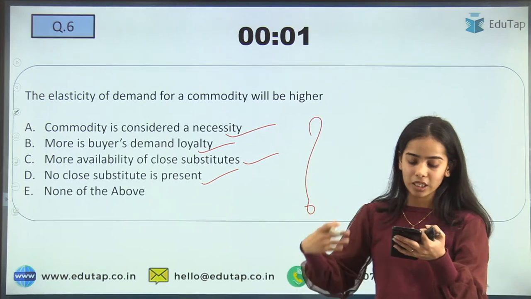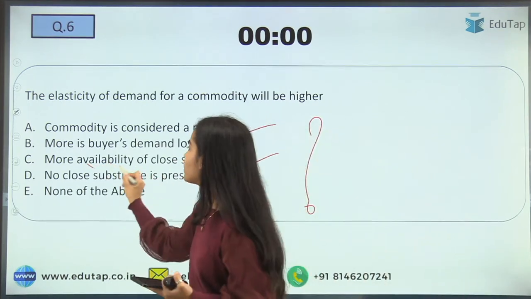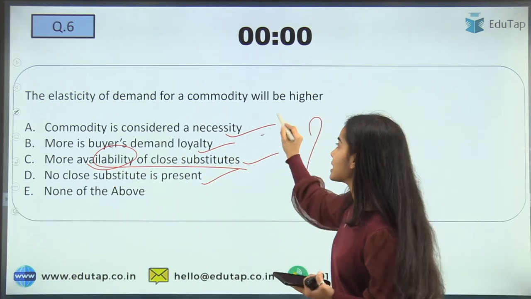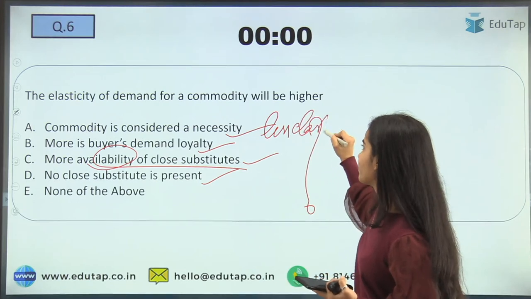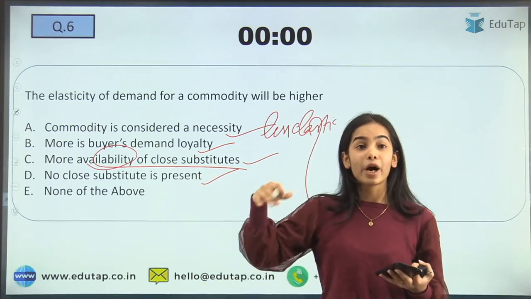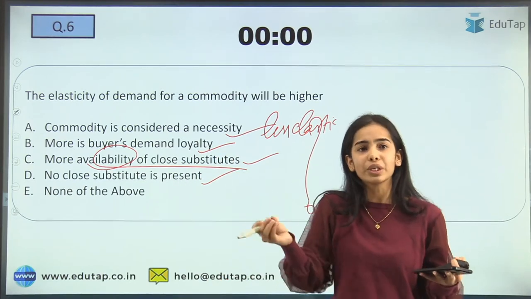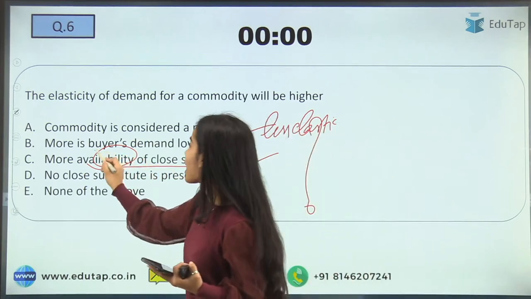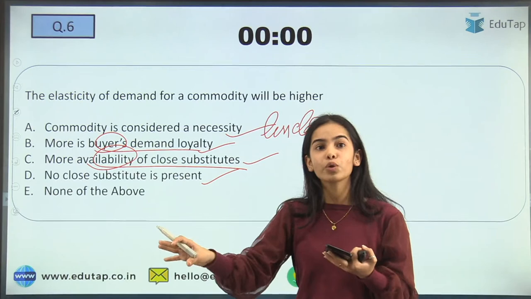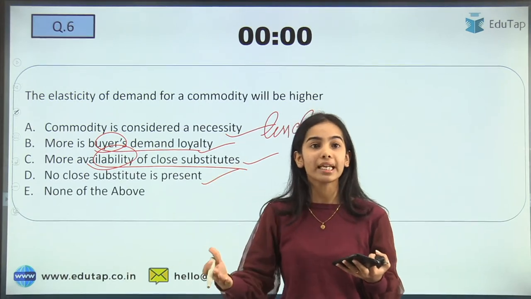And I am getting the answer from many of you and you are giving the right answer, Nilesh, Anamrita, Sonia, Sanat, Nikhil, everyone is giving the right answer, that is more availability of close substitutes. See, when a commodity is a necessity, it is less elastic because you have to buy it. You have to buy the salt even if the prices are going high. If the prices are going low, you will not buy too much of the salt because you need it a little only. More loyal buyers: if the buyer is loyal to you, you are not very afraid of increasing the prices, okay? Because the demand is not very elastic.